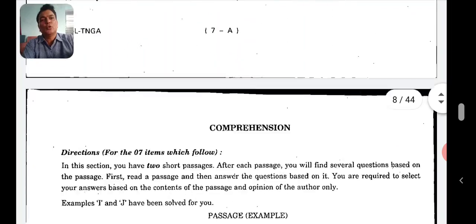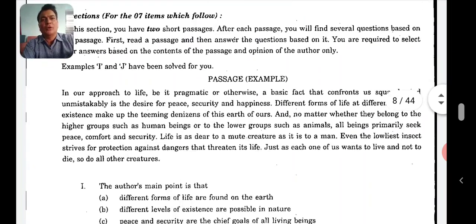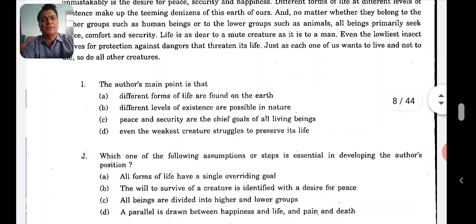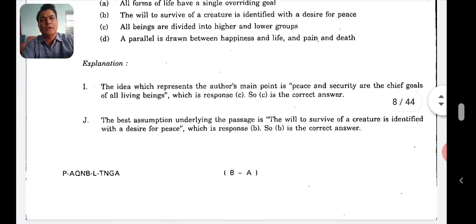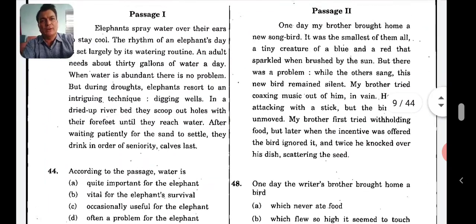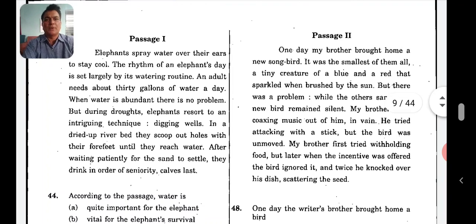PQRS. Let's go to comprehension part now. Already we have read this passage. We are familiar with this passage and how to do it. So let's go to the passage 1. I'll read out the passage for you. Elephants spray water over the ears to stay cool. The rhythm of an elephant's day is set largely by its watering routine.